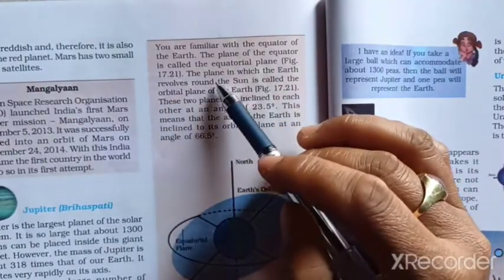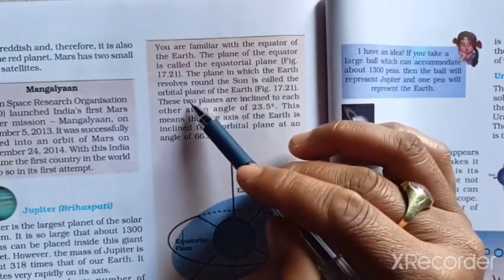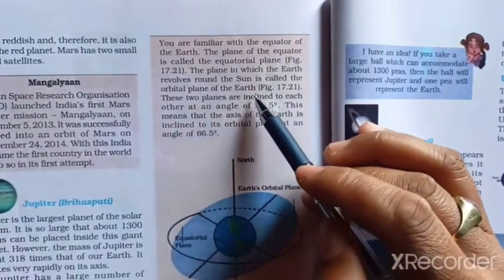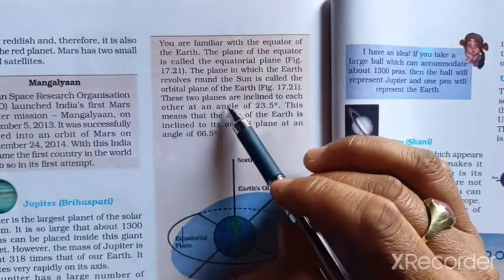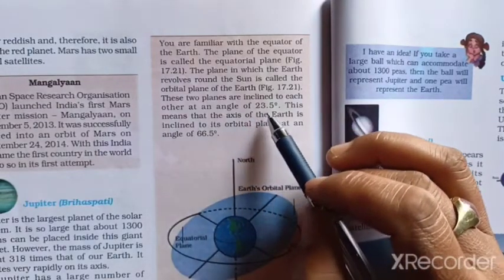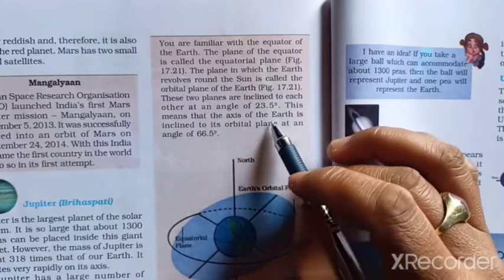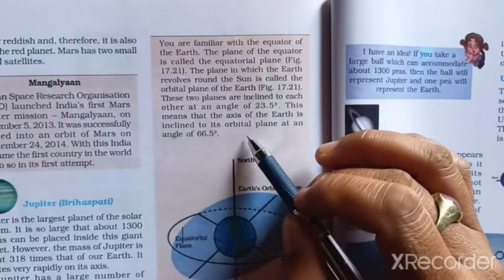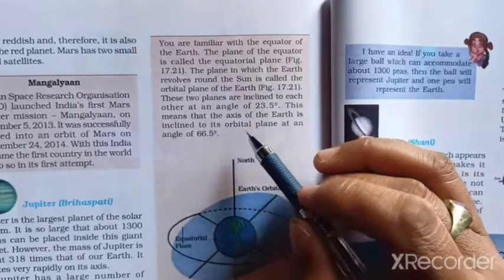The plane in which the Earth revolves around the Sun is called the orbital plane of the Earth, figure number 17.21. These two planes are inclined to each other at an angle of 23.5 degrees. This means that the axis of the Earth is inclined to its orbital plane at an angle of 66.5 degrees.